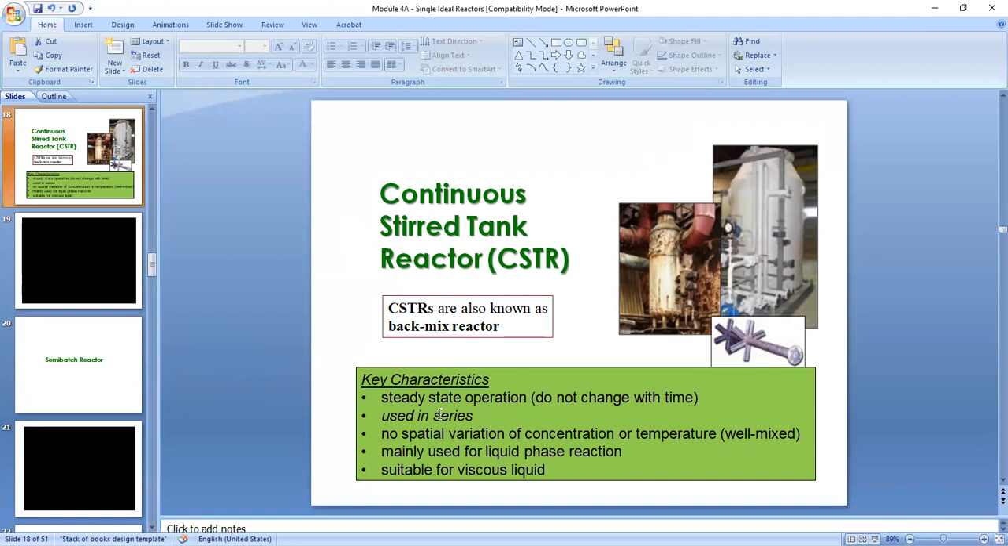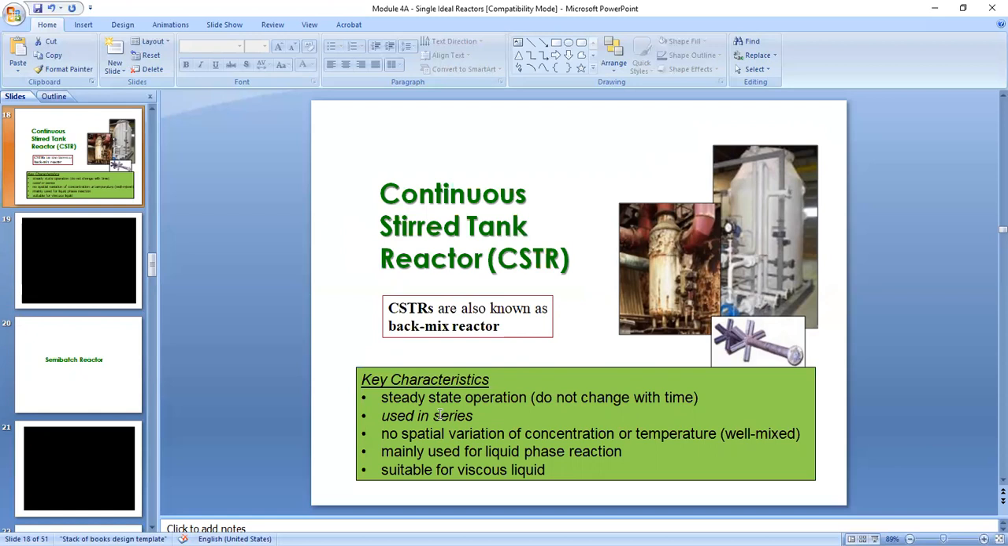So these are the key characteristics of the CSTR. It also has steady state operation. It operates at steady state, does not change with time. It can be used in series. Actually, PFRs can also be used in series, and this can be combined as well with PFRs in series-parallel combination. Now, no special variation of concentration. So at any point inside your reactor, there's no variation in concentration, even temperature. So it's well mixed. Mainly used for liquid phase reaction and suitable for viscous liquids.